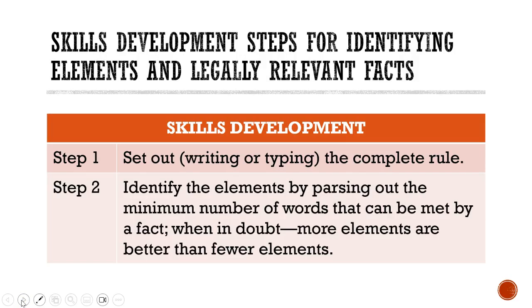Now, to do this process, there are 5 steps. And the first step is you set out in writing or typing the complete rule. I recommend using an Excel spreadsheet while you're learning to do this, and actually at any time it's a very safe bet. Some people use tables to do this out of Word. I find them a bit obnoxious, but I know that not everyone uses Excel proficiently.